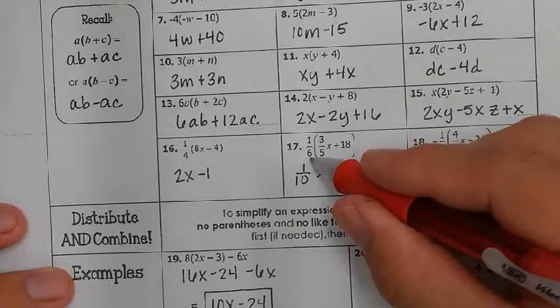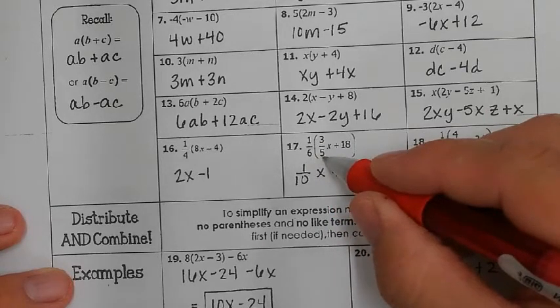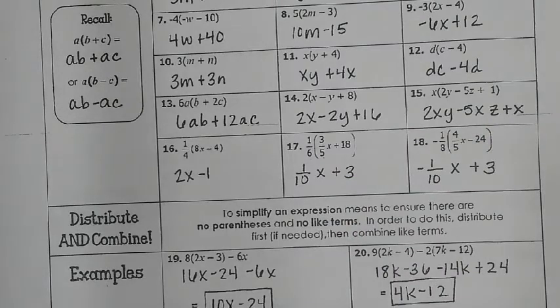So whenever you're doing this, actually type in 1/6 times 3/5 into Desmos, and that's going to give you 1/10 x.